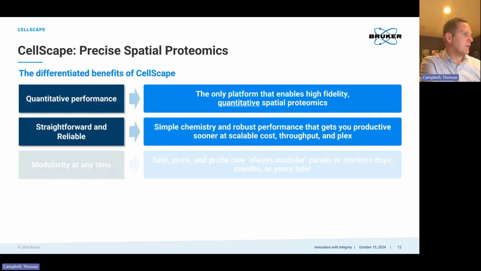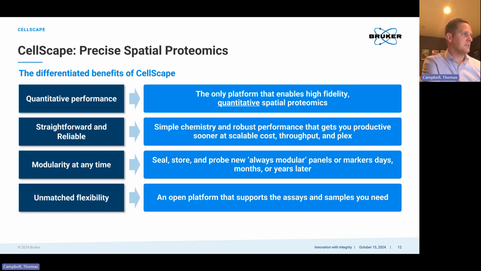Today, I'm going to talk about 4 main benefits of the CellScape platform. We're really interested in quantitative performance, making sure that we're not just measuring the presence or absence of a protein, but really quantifying protein expression across the full continuum of expression range.